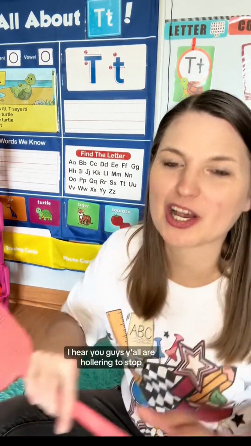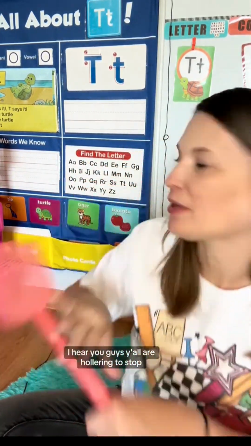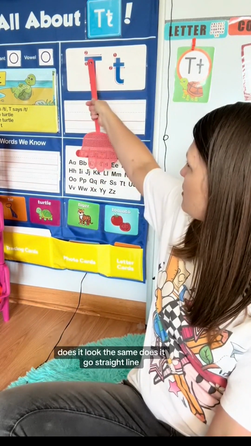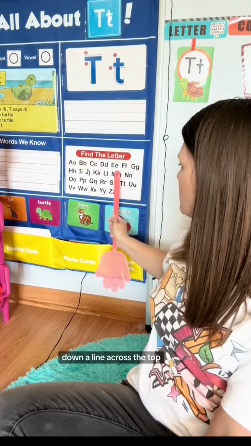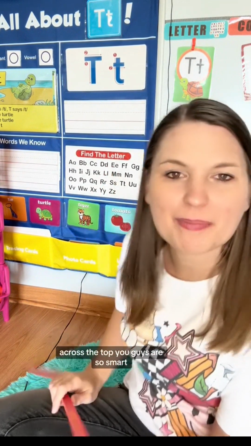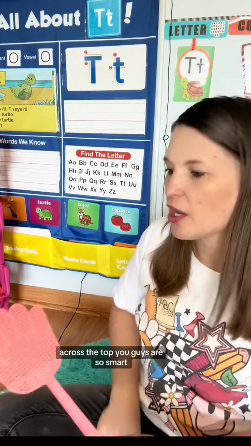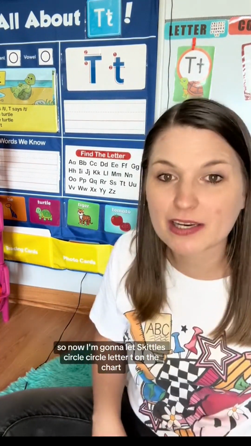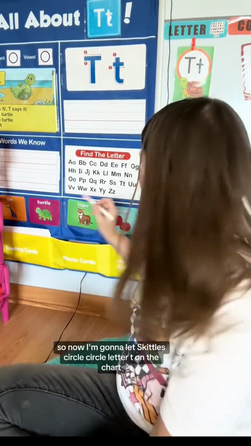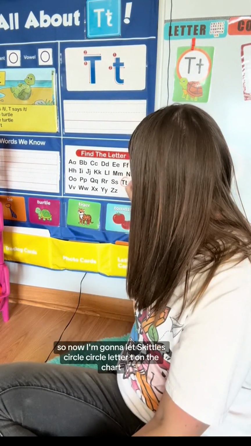I hear you guys. Y'all are hollering to stop because we got to the letter T. Does it look the same? Does it go straight line down and a line across the top? Straight line down, a line across the top? You guys are so smart. So now I'm going to let Skittles circle the letter T on the chart.